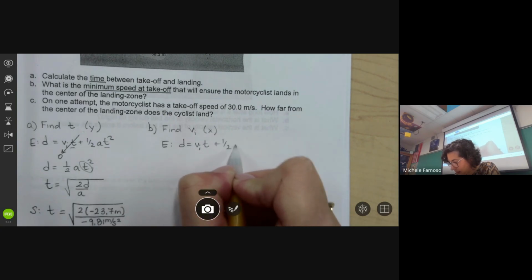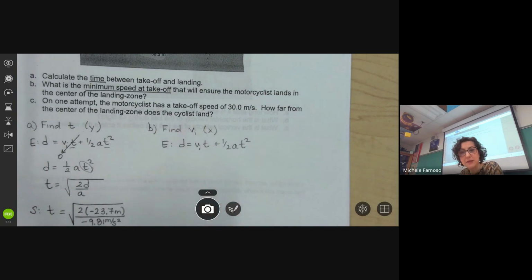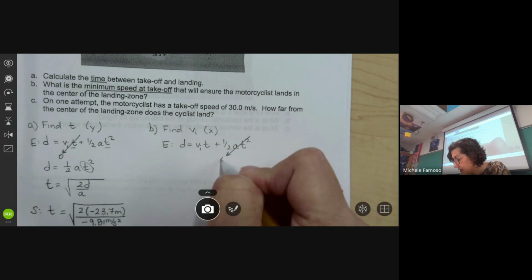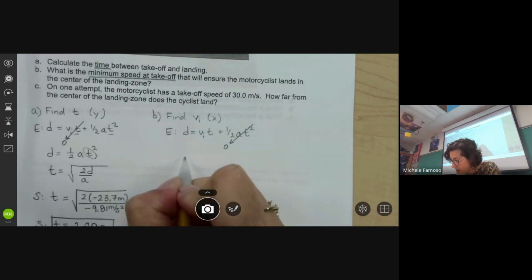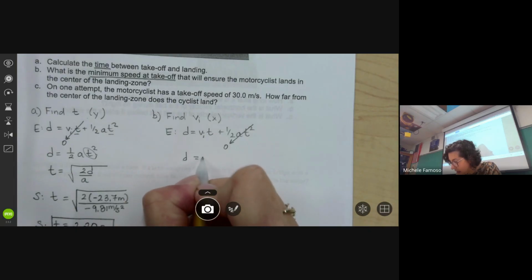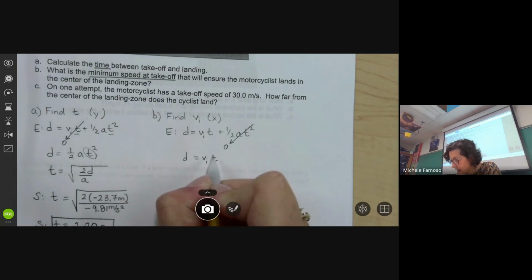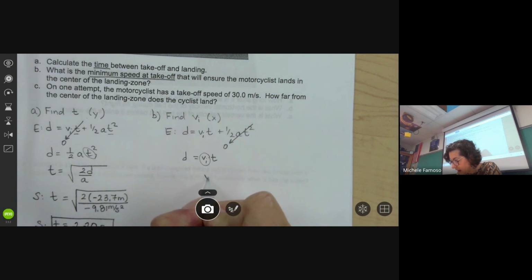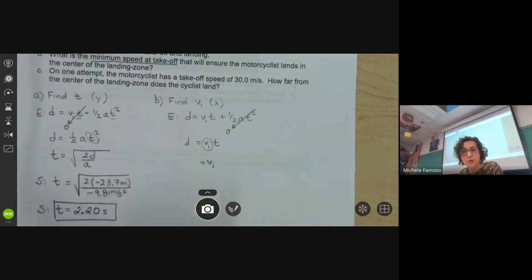That's right. Juan, what's going to cancel out because I'm using this in the X direction? 1/2 AT squared. That's right, because the A is 0. So that's going to disappear. So this means D is VI times T. Now you have to isolate the VI. Chaudhry, what does that mean the equation for VI is going to become?